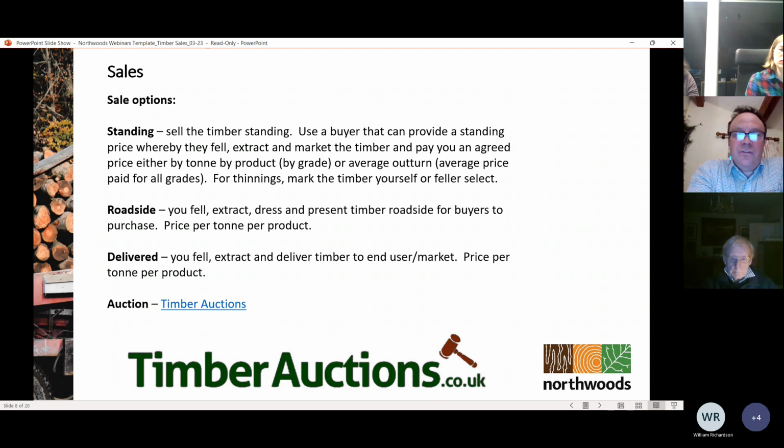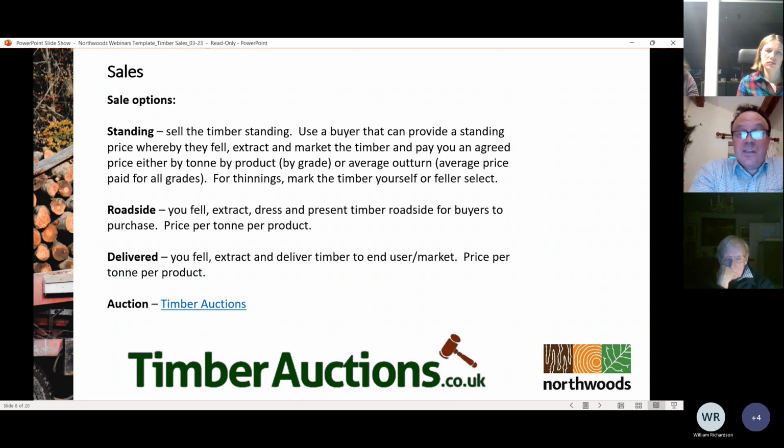Thinnings historically, the vendor used to market. Now it's quite common that the vendor or his agent will sample mark the crop, and then it'll be done by feller selection from then on. So the contractor will be selecting the trees to fell. Again, you have to have a good relationship with your contractor. You have to make sure that they understand what the marking and what the criteria is for what you want removed and what has to be left.